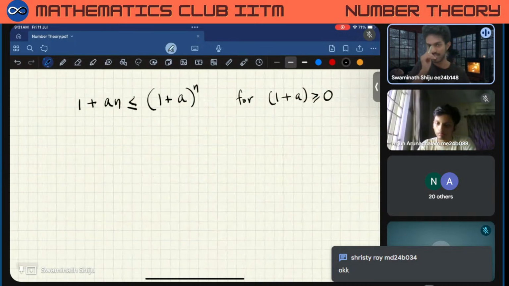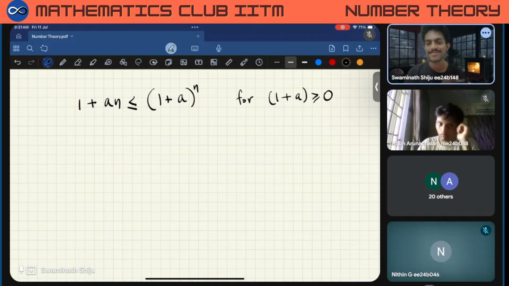Anyone wants to take a stab at proving this? I mean, it is induction. I'll give you a minute. Brownie points in assignment. I forgot to tell. Brownie points in assignment for anyone who can tell me how to do this with induction.